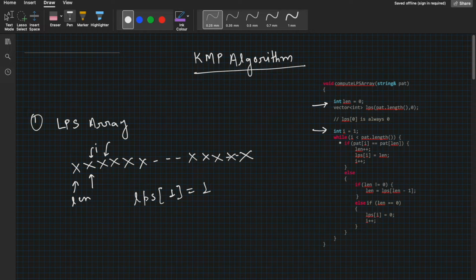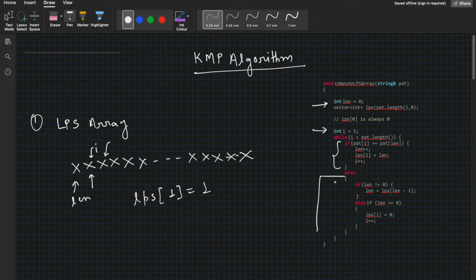So this makes sense. Now what happens if these two characters don't match? So what if the characters at index length and I don't match? Then comes the else part. Now this is the difficult part to understand, right? So we will spend our time just making sure that we get the intuition of how this is working. Okay, so let's move on to this situation.